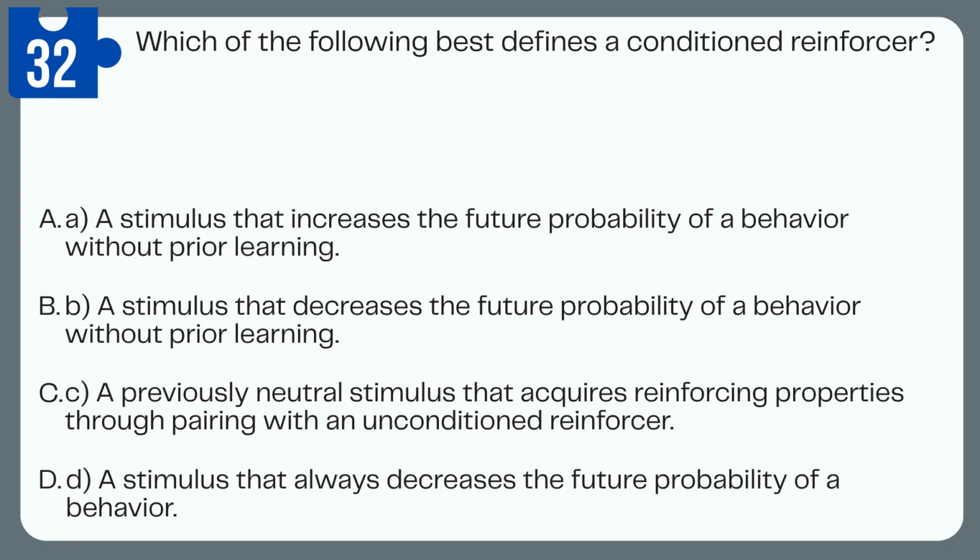Question 32. Which of the following best defines a conditioned reinforcer? A. A stimulus that increases the future probability of a behavior without prior learning. B. A stimulus that decreases the future probability of a behavior without prior learning. C. A previously neutral stimulus that acquires reinforcing properties through pairing with an unconditioned reinforcer. D. A stimulus that always decreases the future probability of a behavior.